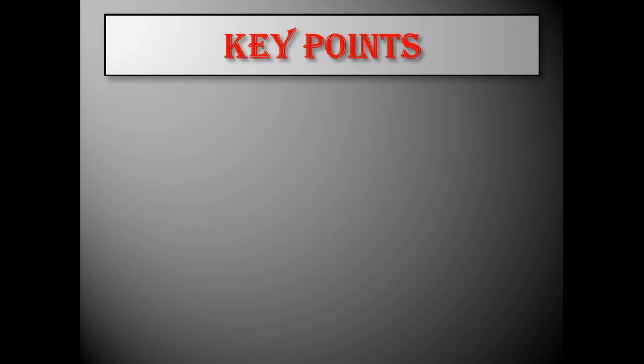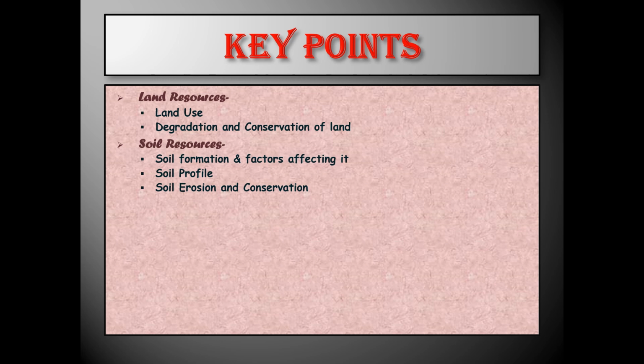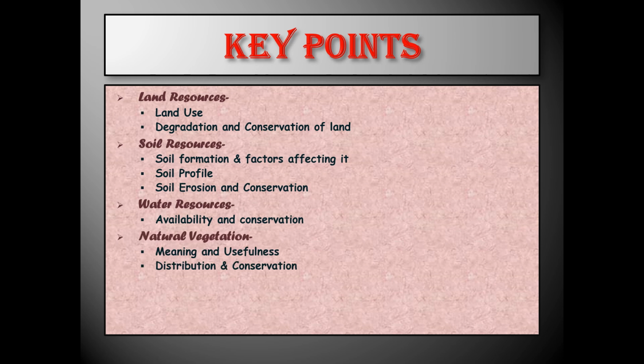So first we should know what are the key points of the chapter about which we will learn in this video. First, land resources. Under this topic we will learn about land resources and their use pattern, and about the degradation and conservation of land. In the next topic, soil resources, we will know about the formation of soil and factors affecting it, about the soil profile, and will also understand the degradation and erosion of soil and its conservation. In the next topic, water resources, we will learn about water resources and their availability on the earth, and conservation. In the next part of the video, we will cover natural vegetation, its meaning and usefulness, distribution and conservation. And last but not least, wildlife resources. We will know its meaning and usefulness, and we will also learn about its distribution and conservation. So let's continue the video.